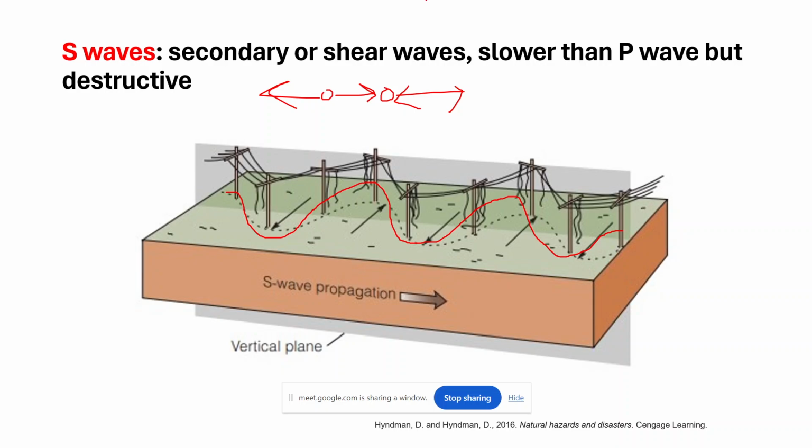So these electric lines are just for your point of reference, to tell you how the S wave propagates. So there is a vertical movement and also we can say a horizontal movement.